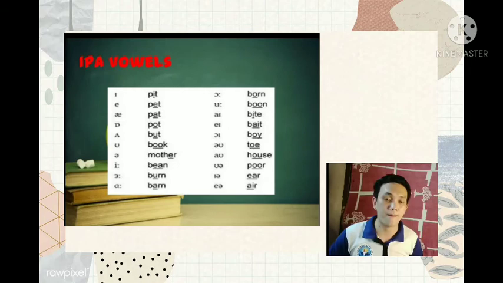For the IPA vowels, here are the following words: pet, pat, put, but, book, mother, bin, burn, barn, born, boon, bite, boy, to, house, pour, ear, and air.